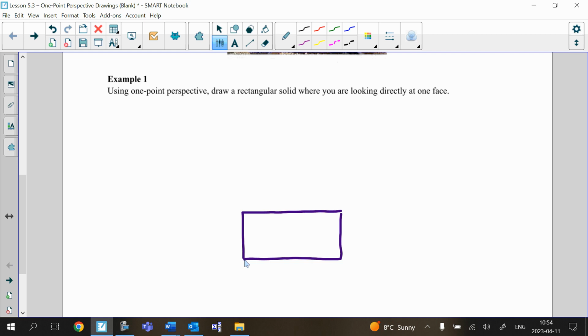Then what we're going to do is, above the rectangular solid, draw a line, and put a point on the line. This is going to be our vanishing point. And we can put the point wherever we want. So I'm just going to put it in the middle. So now I'm going to connect the 4 corners of the rectangle, or the vertices, to the vanishing point. And I'm going to use dash lines. So I'm just going to connect all these.